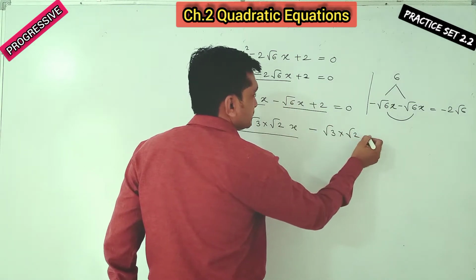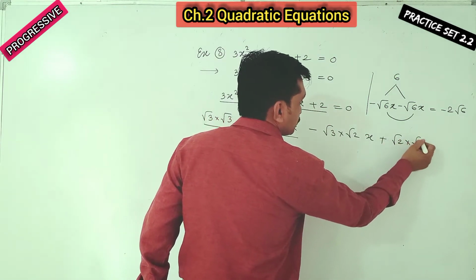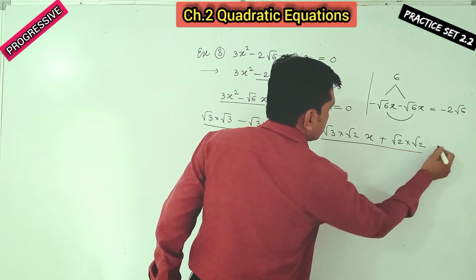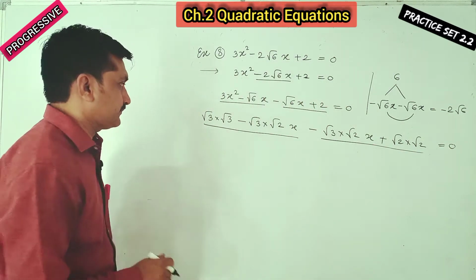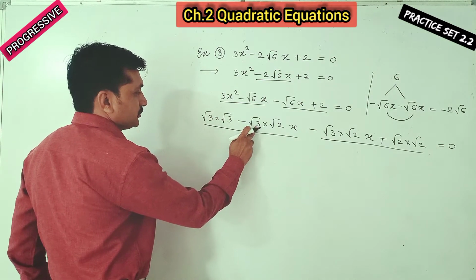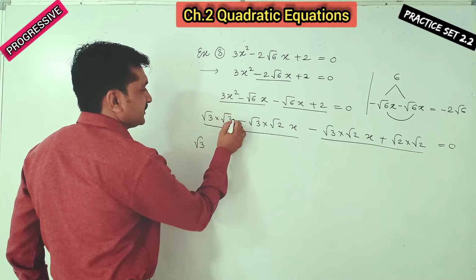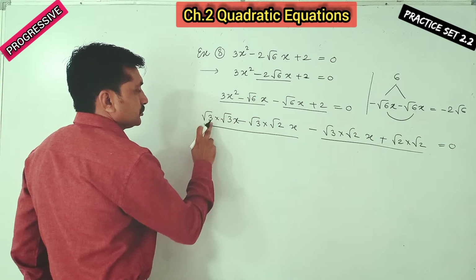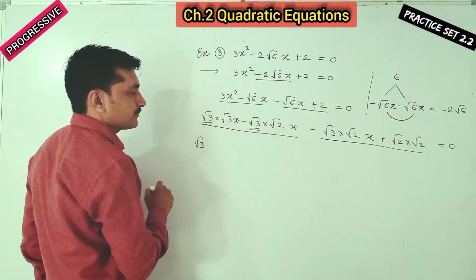2 3s are 6. X plus, and this also square root of 2 multiplied by square root of 2 is equal to 0. Now it is easy to take common. Now common, see here, square root of 3, square root of 3. It is common now. Okay, x is left here.